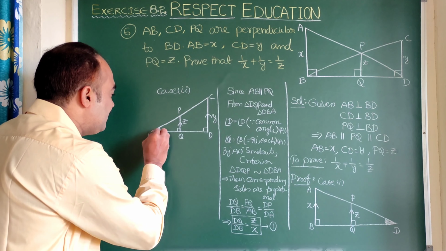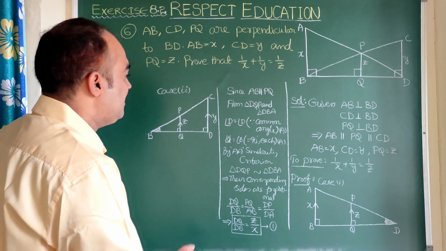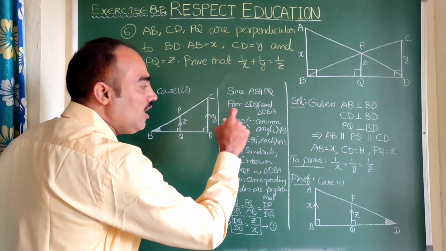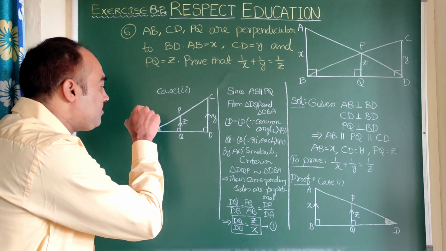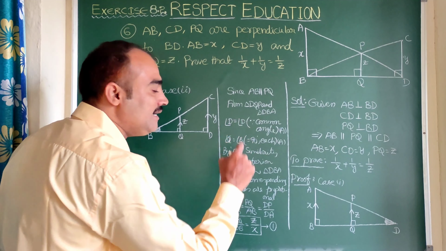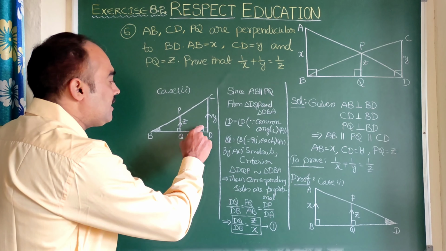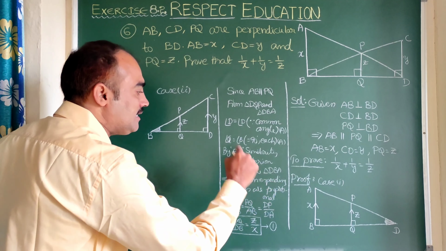See here I am shading. Angle B is common in both the triangles. That is one reason. Since here you see angle D equal to angle D common. In the same way, in these two triangles, angle B equal to angle B is common. Same way here angle Q equal to angle D, 90 degrees each. So same way by AA similarity, both the triangles are similar.